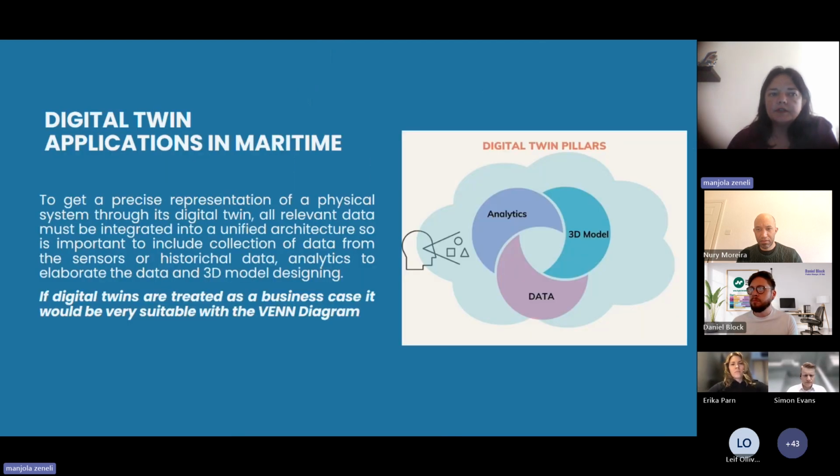Digital twin applications in maritime. To get a precise representation of a physical system through a digital twin, all relevant data must be integrated into a unified architecture. So it's important to include the collection of data, which can be done in two manners, via sensors or historical data. Then the data is analytically elaborated and integrated with the 3D model design. Digital twin, from the aspect of business case, can be shown as a Venn diagram, and the three pillars of digital twins are analytics, 3D models, and data.